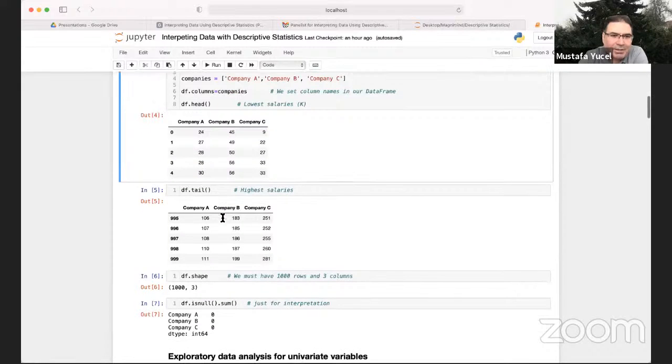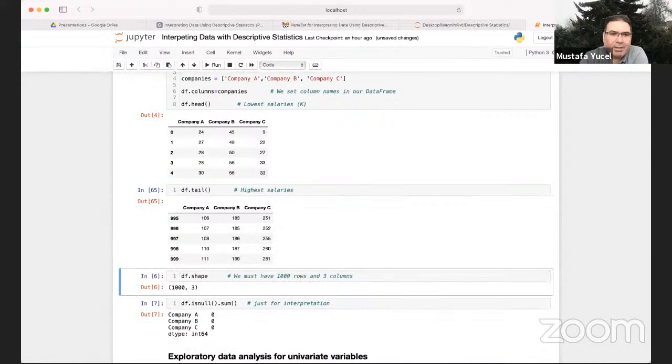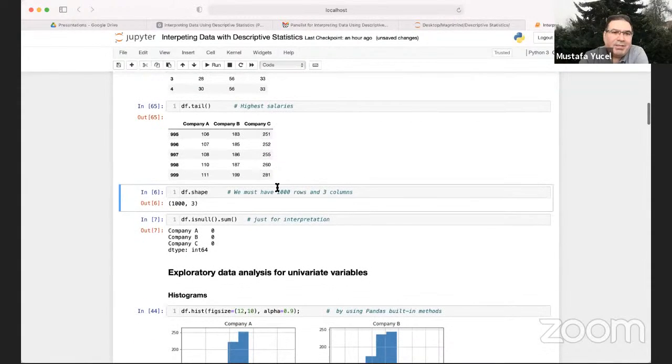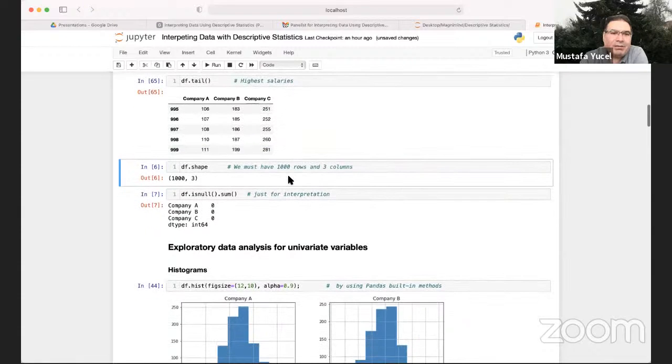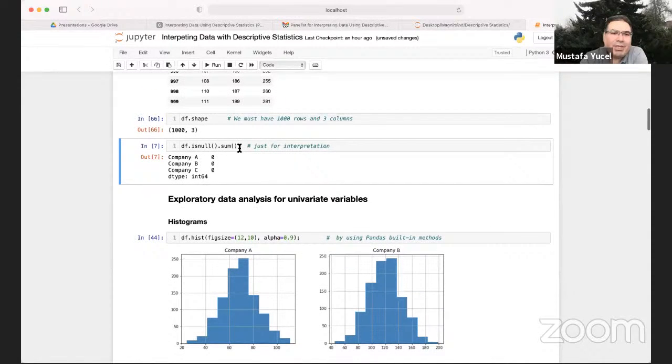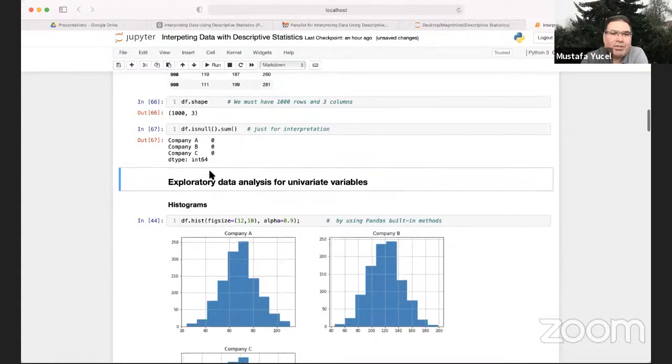When we look at the tail here, tail means the highest salaries in this company, 111K, in this company 281K, and the shape of the salaries: we have 3 companies, and for each company we have 1,000 individuals. Just to check if there are any NaN or null values. There are no null values.